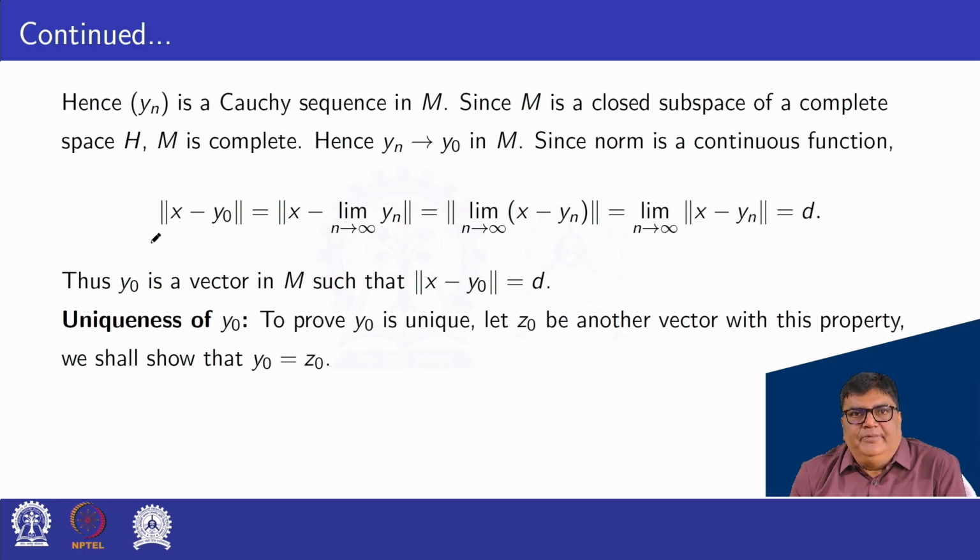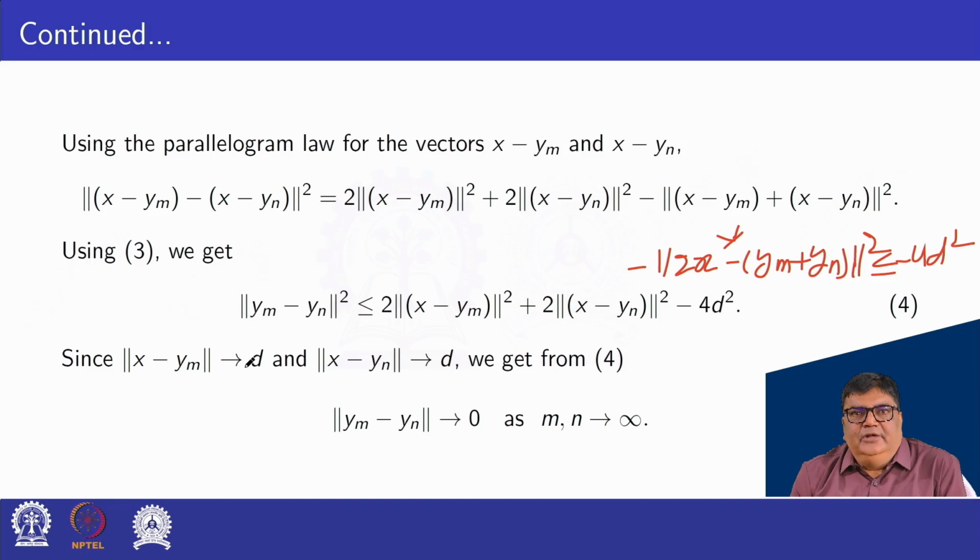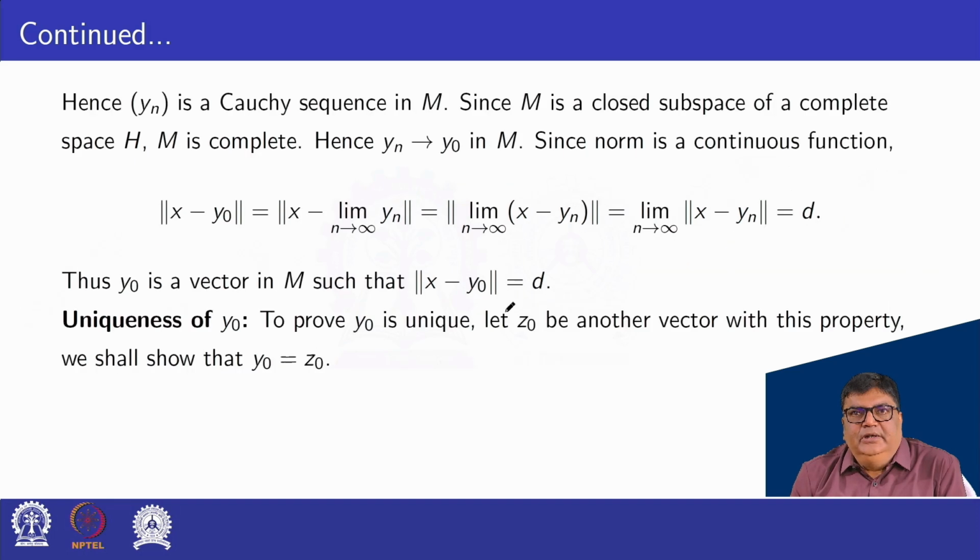So the norm of x minus y0 is equal to d, because here norm x minus ym converges to d as m tends to infinity. So the limit as n tends to infinity of norm x minus yn is d. Thus y0 is a vector in M such that the norm of x minus y0 is equal to d.